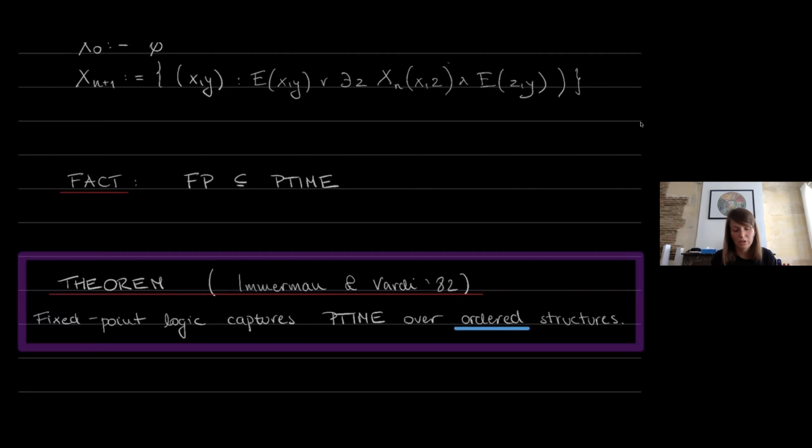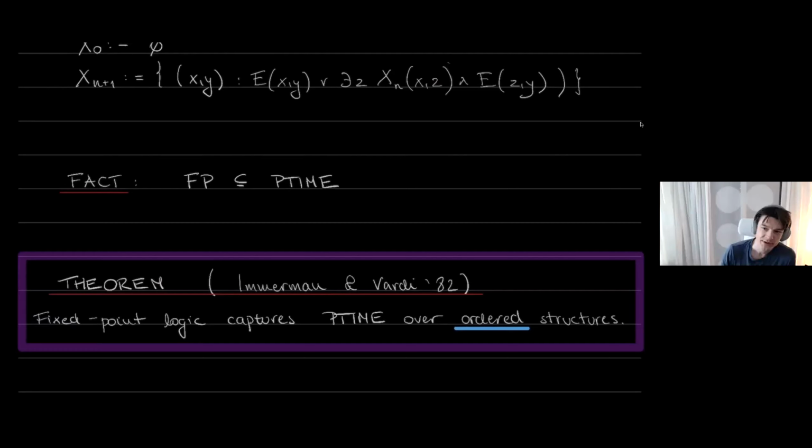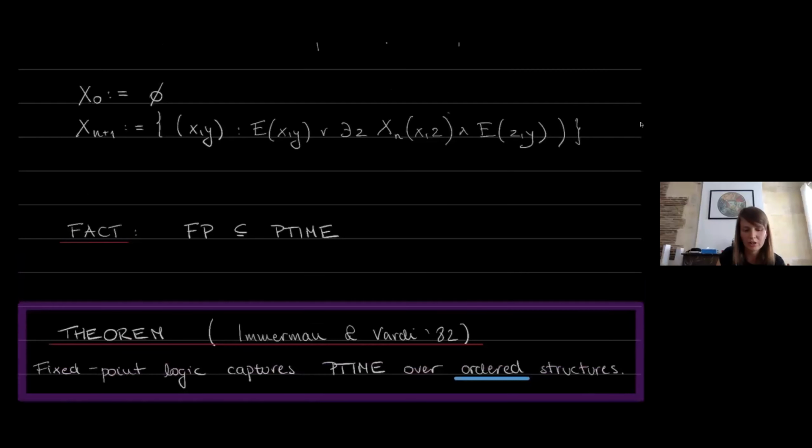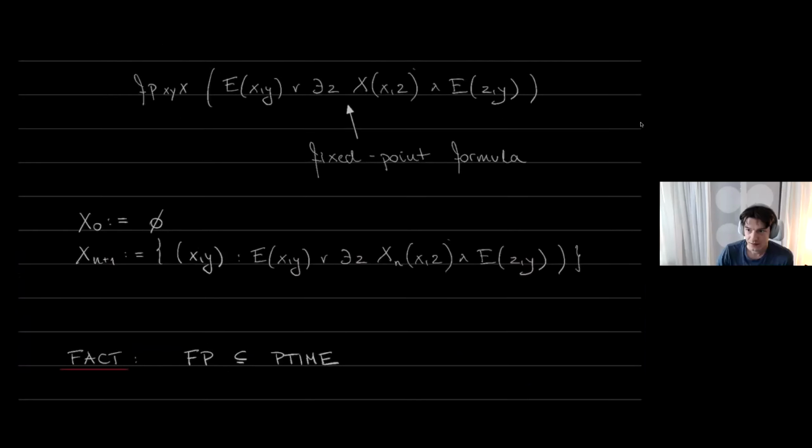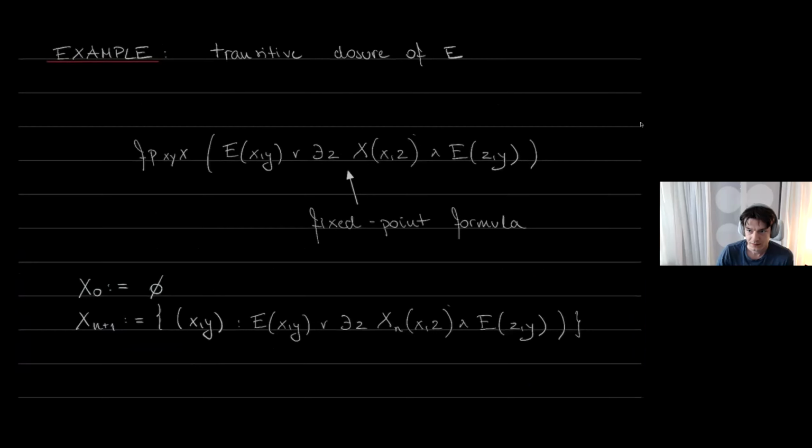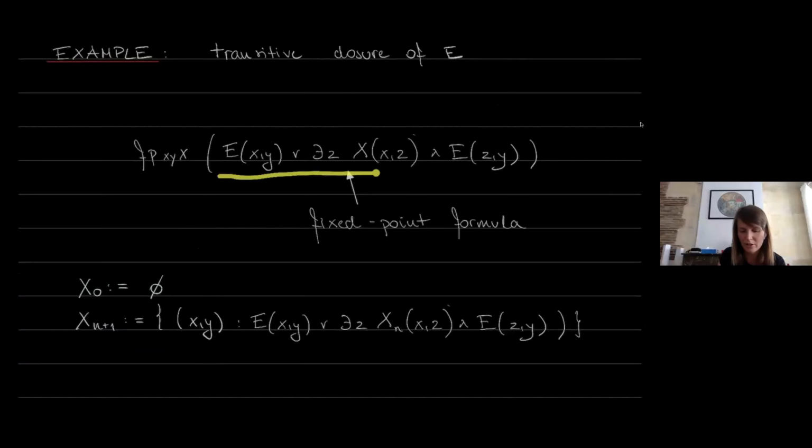And this was shown independently by- So I have a quick question. Yes. So when we define the fixed point operator, are we required for this iteration to somehow be monotone? Yes. So whenever you write this formula, then what you write here has to be a positive formula. So in particular, this will be a monotone operator, and so the fixed point will be well defined.